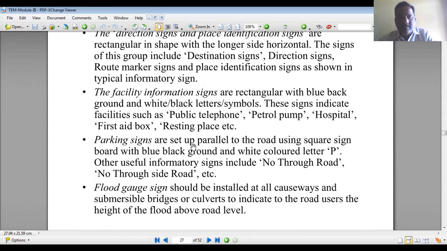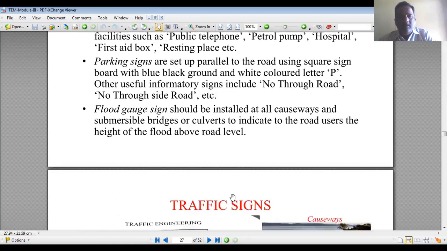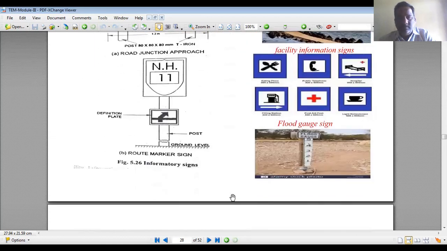Next, parking signs. These are set up parallel to the road using a square signboard with a blue background and a white letter P. Any parking sign is like this one. This is called P.